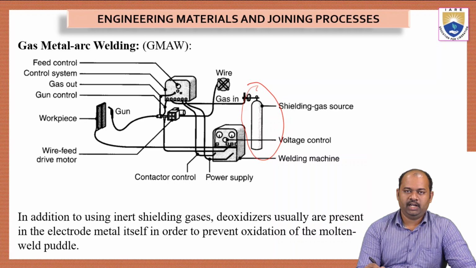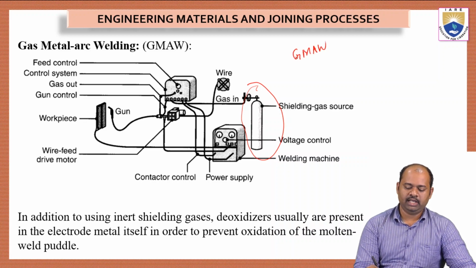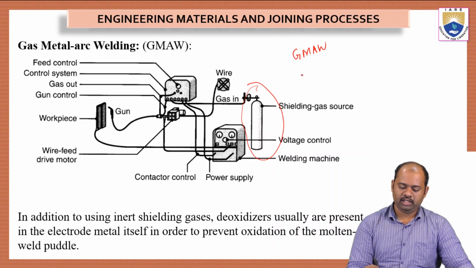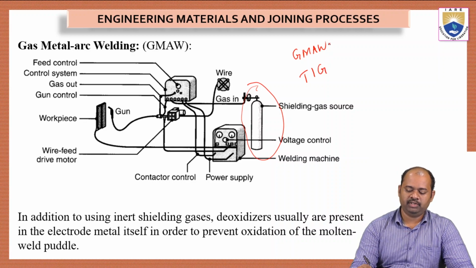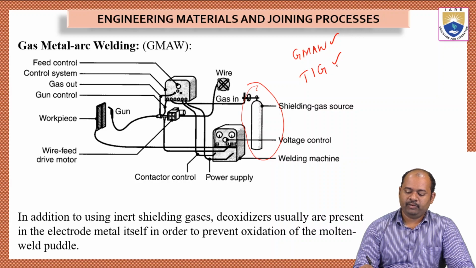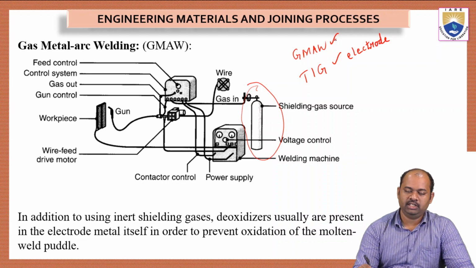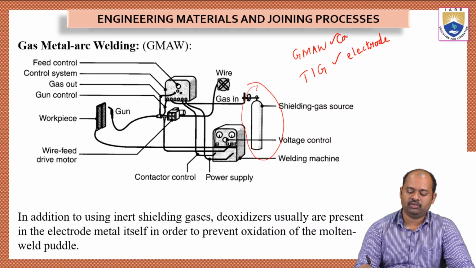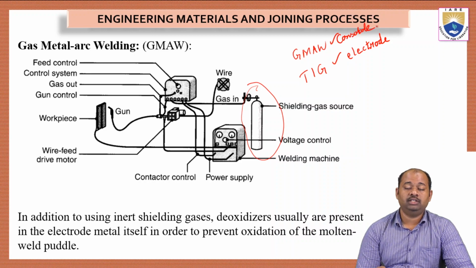So you may have a doubt: GMAW is gas metal arc welding, and previously we have seen TIG in the previous lectures. What is the difference between these two methods? In TIG, we have a non-consumable electrode, whereas in GMAW this is a consumable electrode. So that is the basic difference.